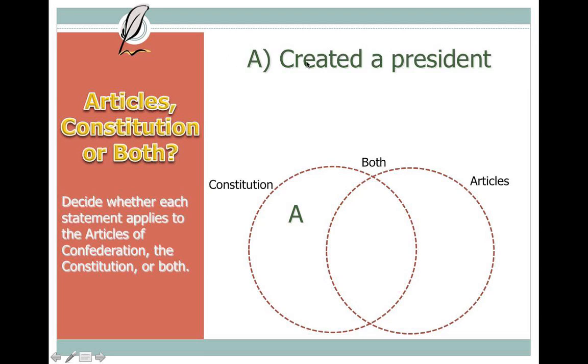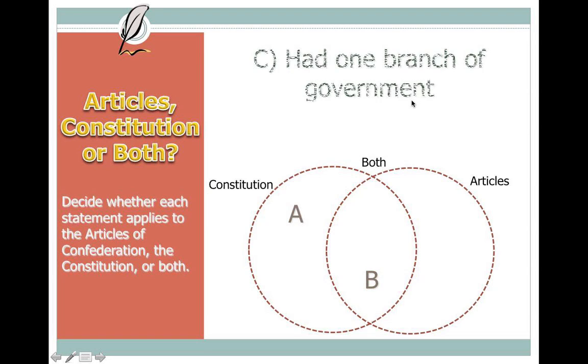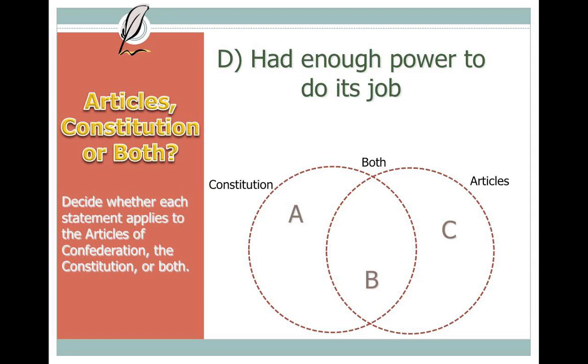So A, created a president, was just the Constitution. Okay? B, under the articles or under the Constitution or both, created a government? And we know it was both. C, had one branch of government. Well, that was just the articles because we know that there were 3 branches of government under the Constitution. So C would be articles. D, had enough power to do its job. The articles didn't have very much power, but the Constitution did, so that's D.